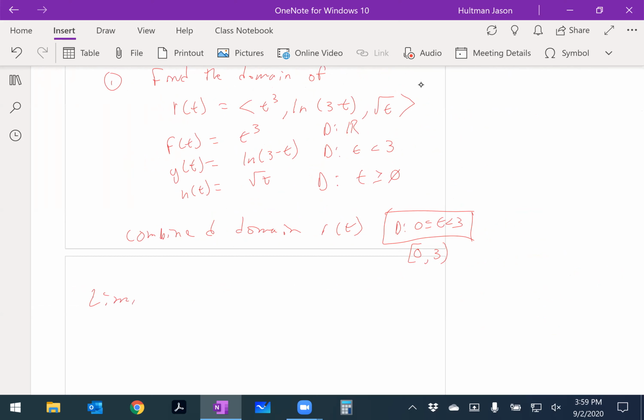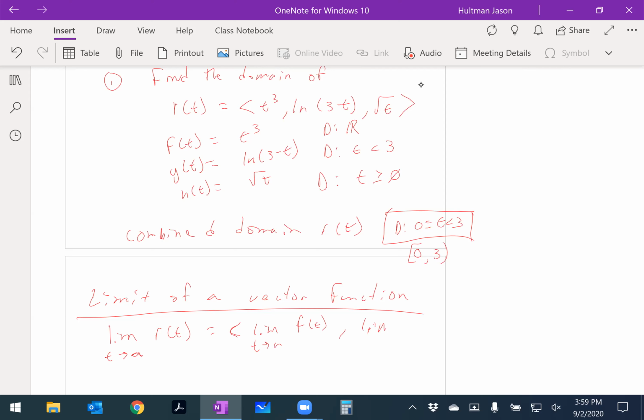Okay, limit of a vector function. The limit as t goes to a of r of t is equal to the limit as t goes to a of f of t, comma, limit as t goes to a of g of t, comma, limit of h of t.